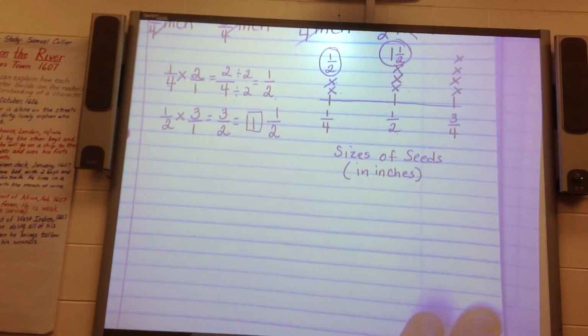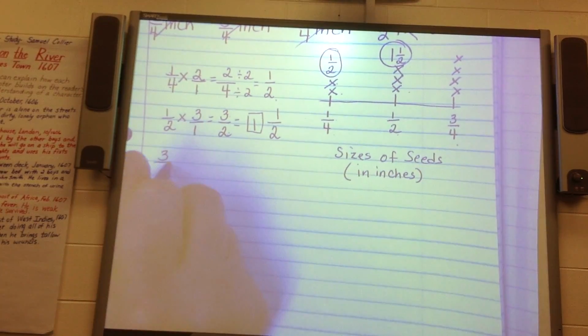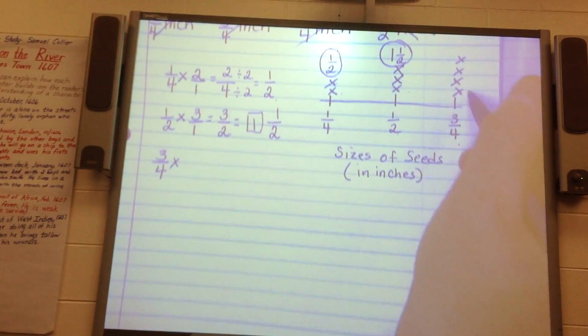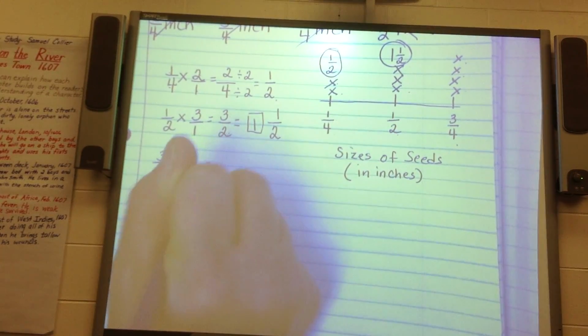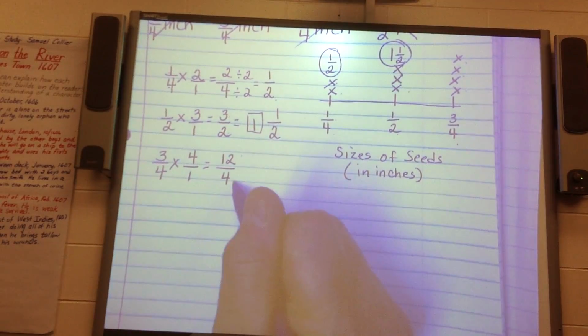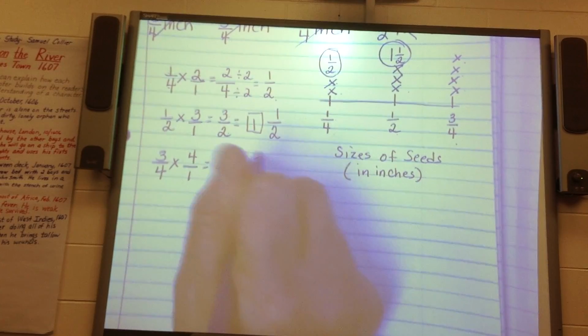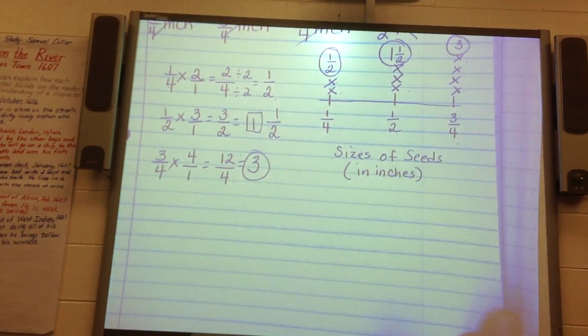Let me make sure that you can see that. Yes, you can. And then I'm going to go to the final one, 3/4 times, in this case, 4 seeds that are 3/4 inch long. So I'm going to get 12/4. And this is the same as saying 3 wholes. So I'm liking that. I'm going to put that up here as well.